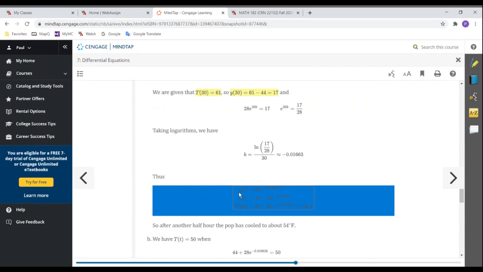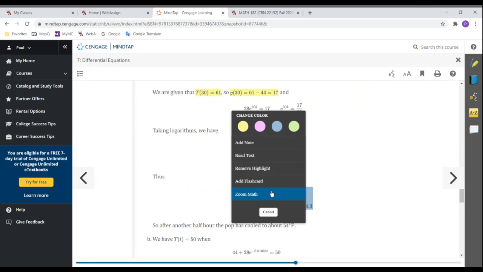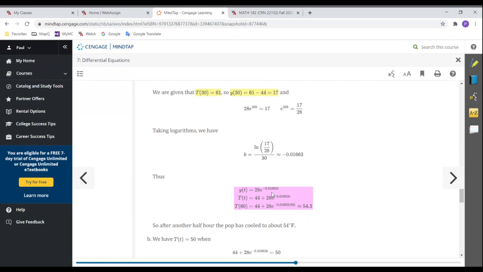Once you get y of t, you'll get y of t equals 28 times e to the negative 0.01663t. But then capital T, the temperature function, would be 48 plus 28 times e to the negative 0.01663t. Okay, so how many like this approach? It's a second approach, and I guess it's the approach in the book. Either approach is fine, but how many like the second approach?